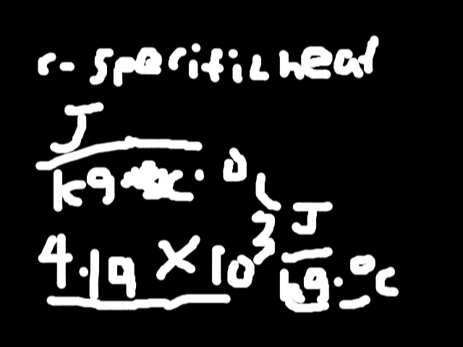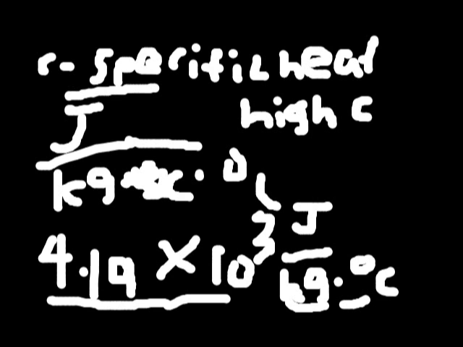Well, how can we interpret specific heat? High C, where C stands for specific heat. What does a high specific heat mean? It means that it's difficult to heat the object. That means it's going to require more heat to heat the object. A low C, on the other hand, means it's easier to heat the object, which means less heat is needed to produce a change in temperature.